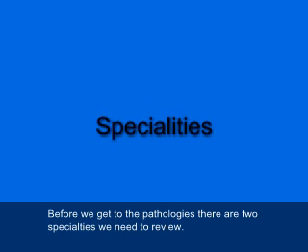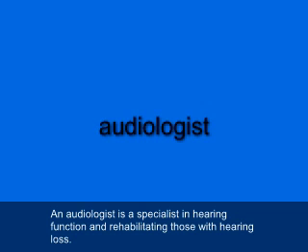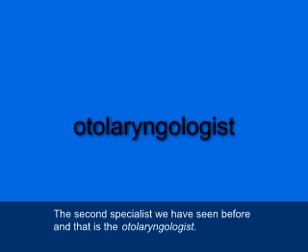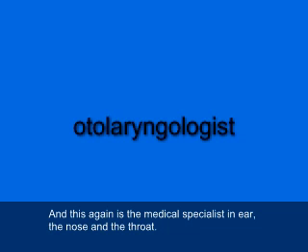Before we get to the pathologies, there are two specialties that we need to review. The first specialist is an audiologist. An audiologist is a specialist in hearing function and rehabilitating those with hearing loss. Audiologists test your ears and then prescribe hearing aids that would best fit the type of hearing loss that you have. The second specialist we've seen before, and that's the otolaryngologist. And this again is the medical specialist in the ear, the nose, and the throat.